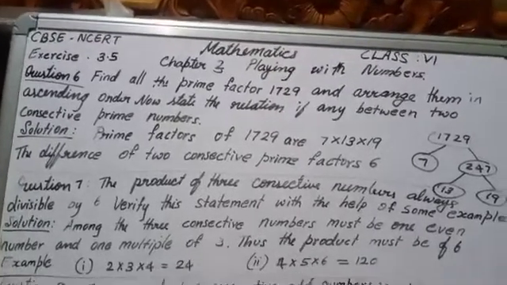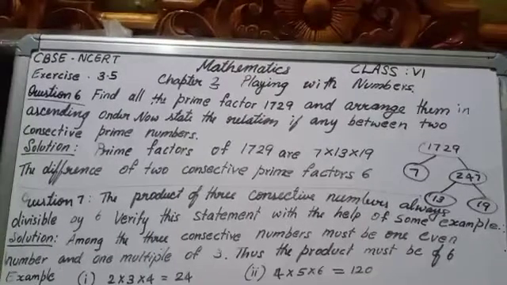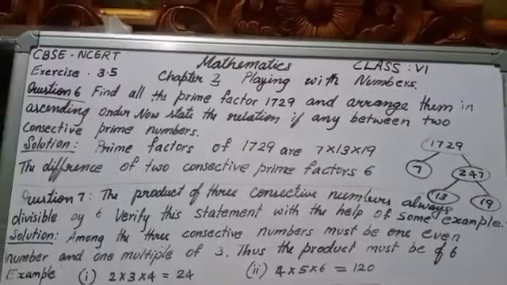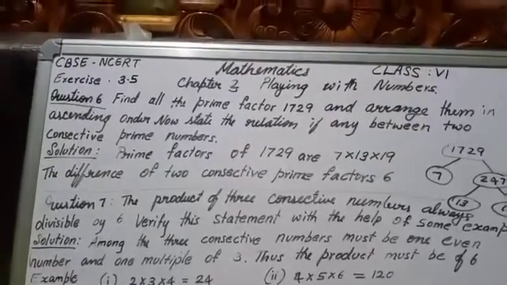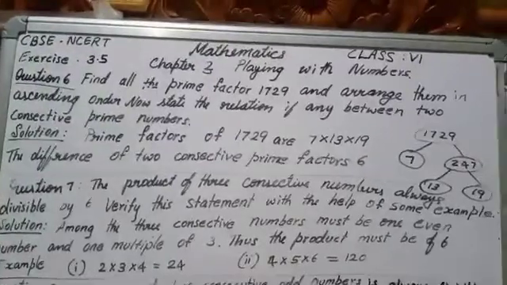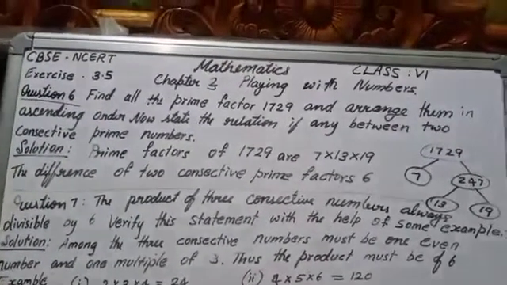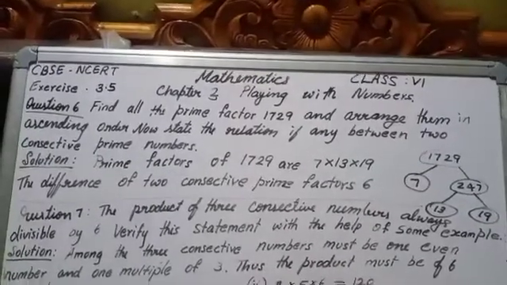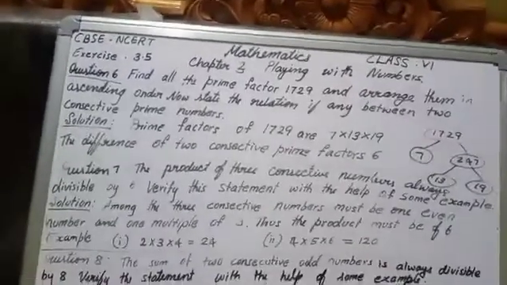So we can write that 2 into 3 into 4 is equal to 24, and 4 into 5 into 6 is equal to 120. The product of three consecutive numbers is always divisible by 6. So these two, 24 and 120, are divisible by 6. In this way, we have verified the statement. Next, question number 8.